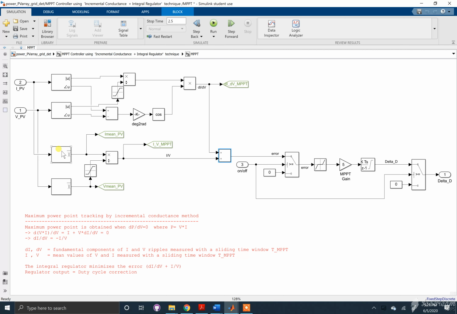Now over here, this is the second part of this initial algorithm step. We have these mean blocks. They are finding the current mean and the voltage mean, with this block producing a limit on the voltage. Then again, we're getting an I over V calculation here, and this dI dV signal and the I over V signal are fed to this summation block where they are added together. That summed signal was then sent to a conditional block where it is tested to see whether the signal is less than 0, equal to 0, or greater than 0.